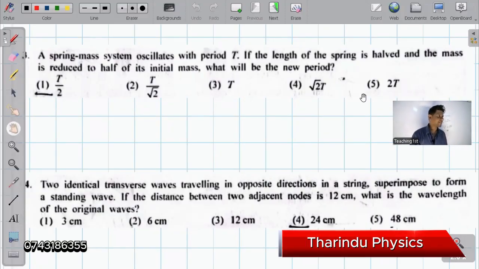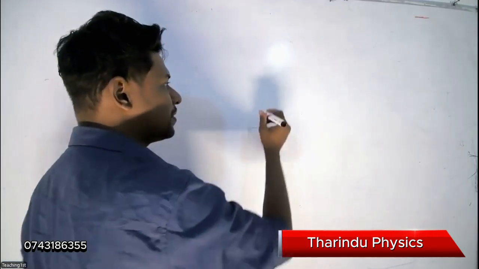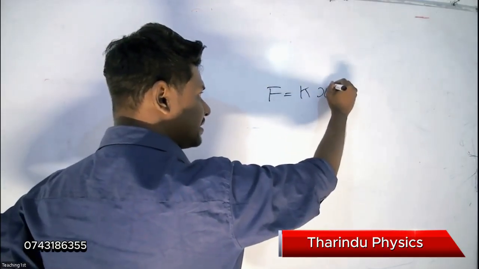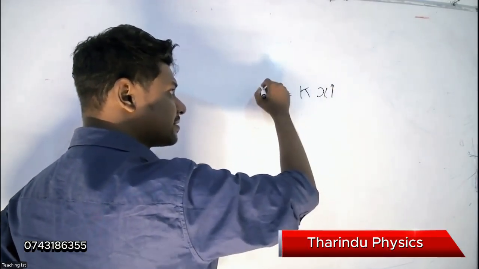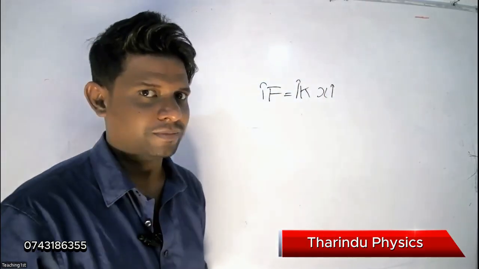Now let's see the third one. It says a spring mass system oscillates with a period of T. If the length of the spring is halved and the mass is reduced to half its initial mass, what will be the new period? First of all, you have to understand F is equal to K into X. As the distance increases, the force increases. As the constant increases, it also increases the force. Right.